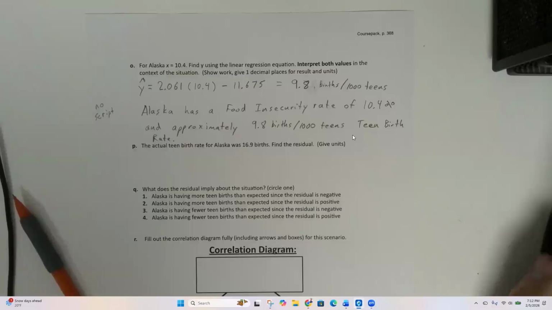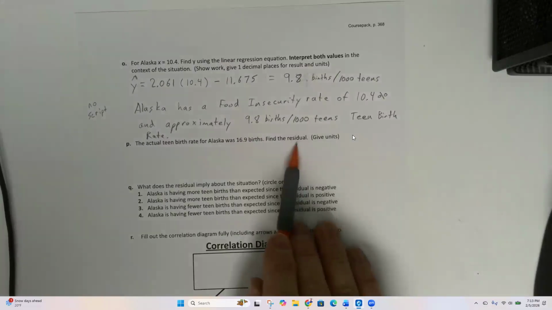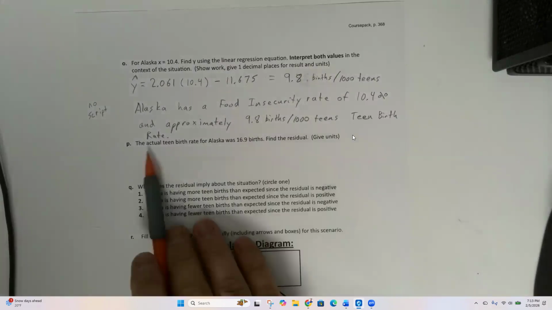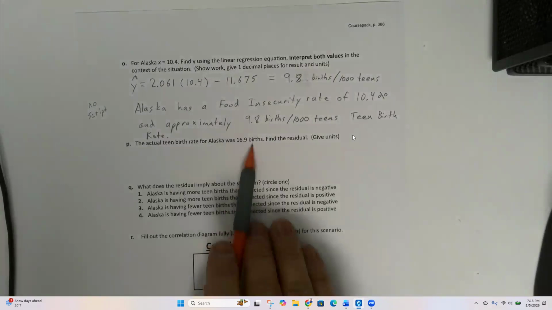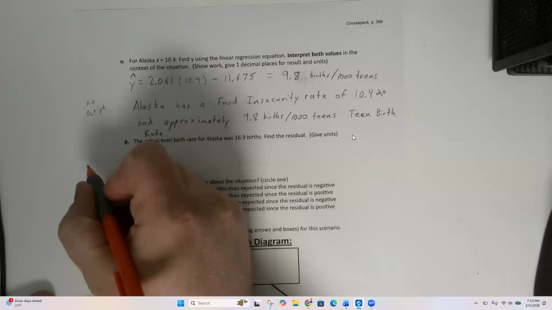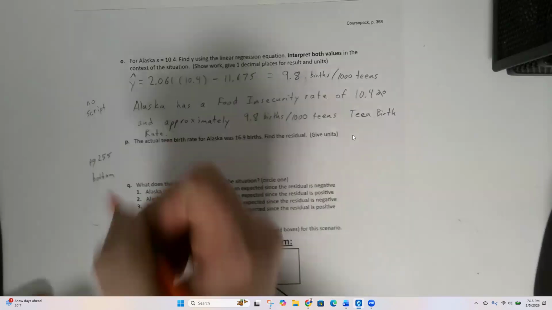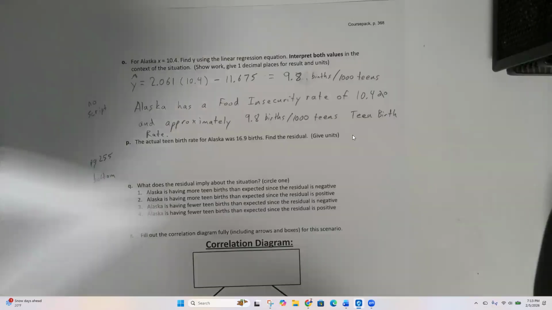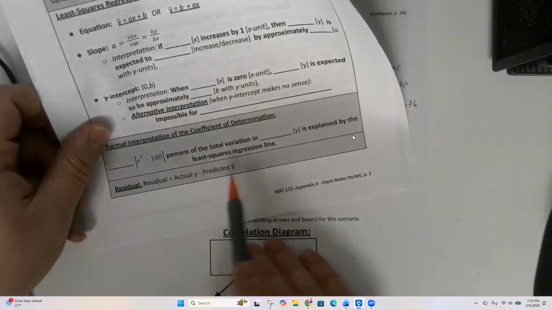So that's what the next question is asking. It's asking you to find the residual. Residual is how far off were we with our prediction? Okay. So the actual teen birth rate for Alaska was 6.9 births per 1,000 teens. Find the residual. So our estimate was 9.8. We were incorrect. Okay. So there is a formula for this. Page 255 at the bottom for residual. And it's just your actual y value minus your y hat, your prediction.